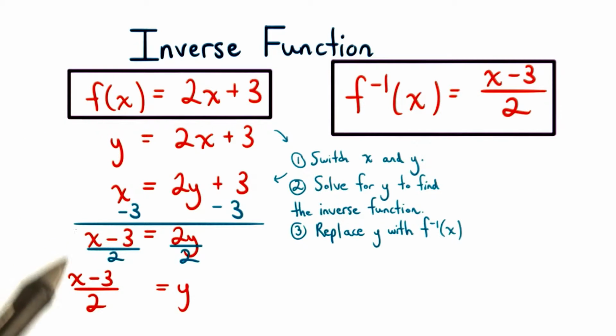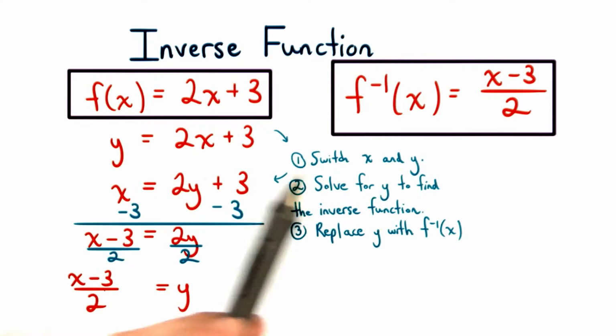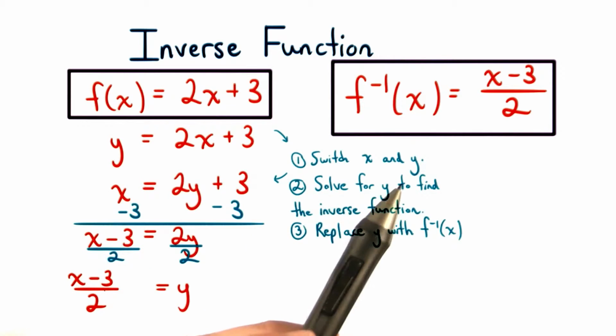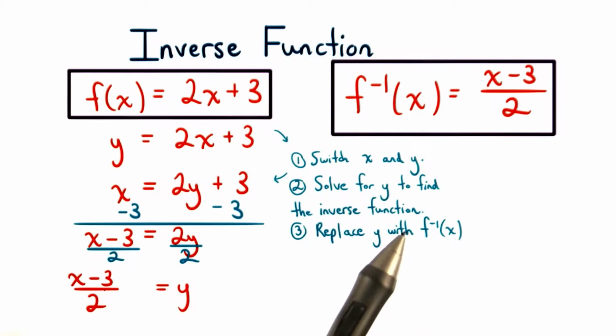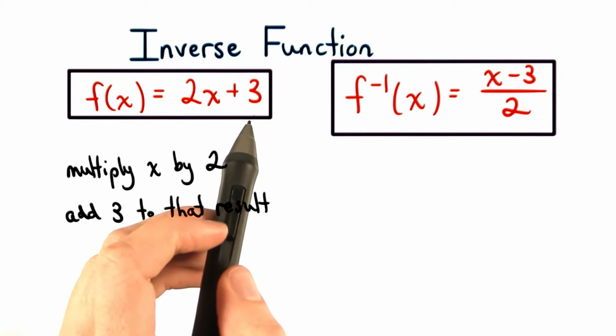So this was one way that we could find the inverse function. First, we switched the values of x and y, and then we solve for y and replace that with f inverse of x. Now, there is a quicker way to find the inverse of a linear function.